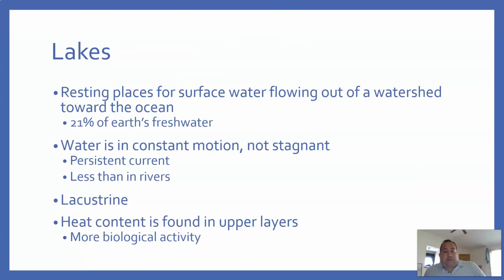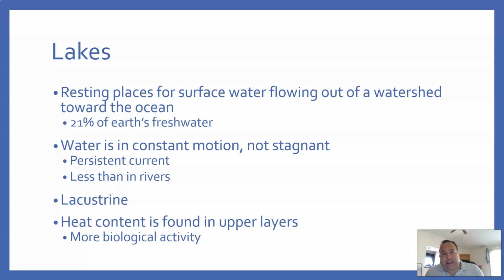So another place in terms of our watersheds where surface water ends up is in lakes. It's about 21% of the Earth's fresh water. But remember, that's 21% of just 2.5% of the water on the Earth. Right? 21% of just the fresh water. Okay? And it's a resting place for water that's going to flow out of a watershed towards the ocean.